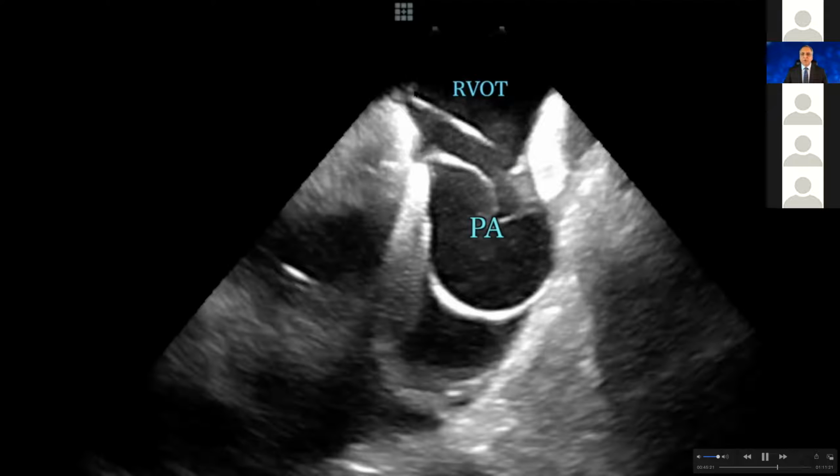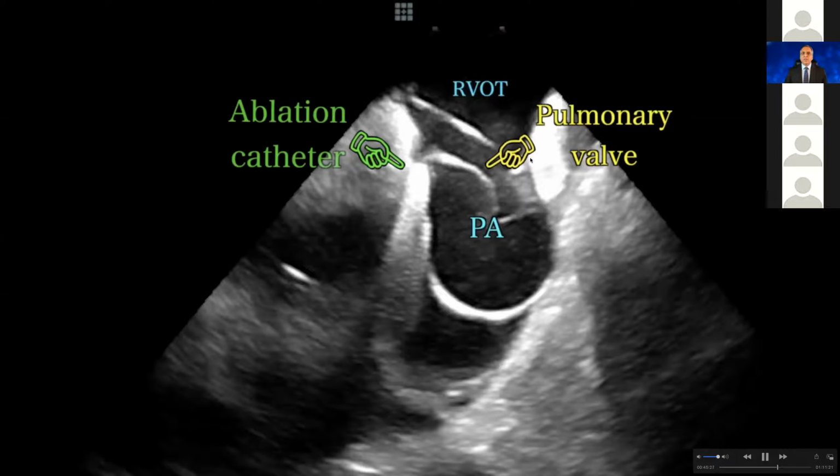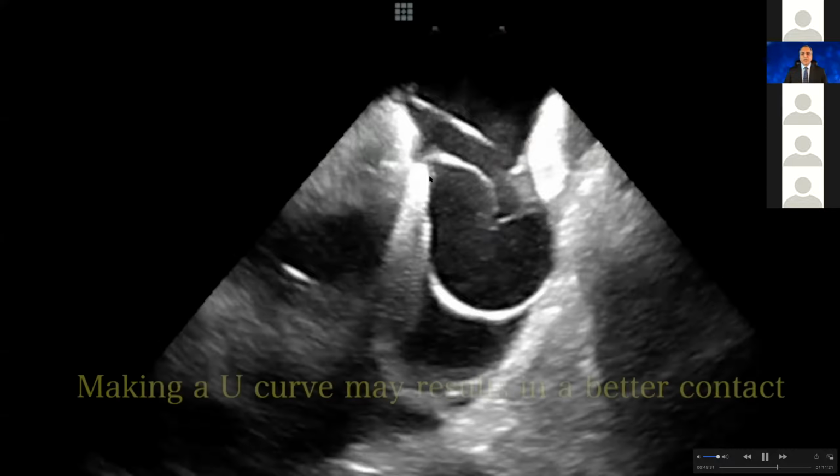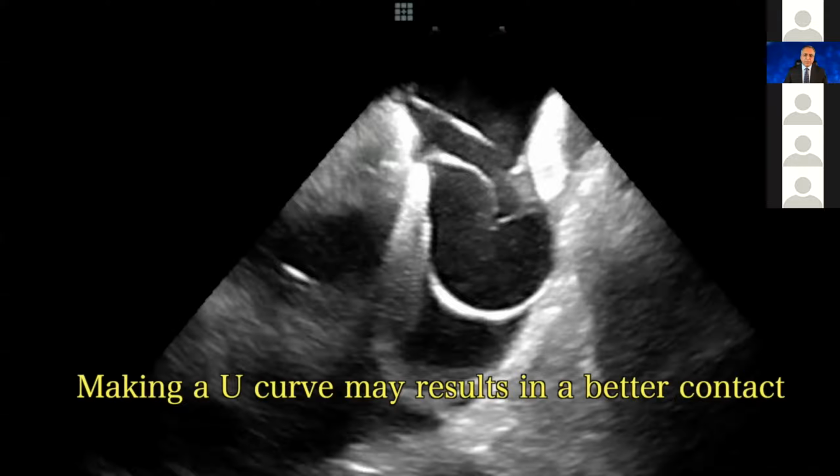As opposed to coming this way, I came here, and you remember this is an upside down view. This is a pulmonary valve, RVOT, pulmonary artery, and this is the ablation catheter. When you do this candy cane maneuver and U-curve, it gives you a better contact.